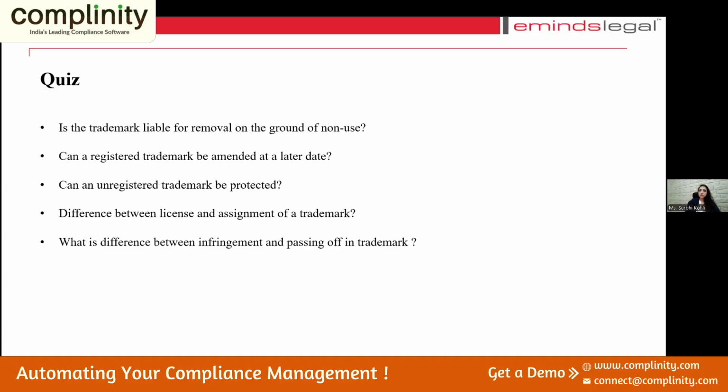You send a cease and desist notice, and an infringement suit is also filed. However, if an unregistered mark is being used by somebody else, you still have the legal remedy available with you. That is passing off in trade. In that case, you file a case for passing off that your trademark has been passed off by that entity. So that's the difference. Infringement is the remedy for the registered mark, and passing off is the legal remedy for unregistered trademarks.